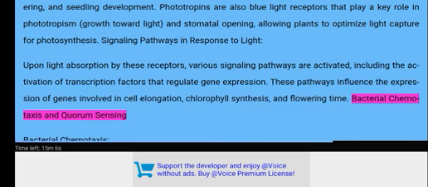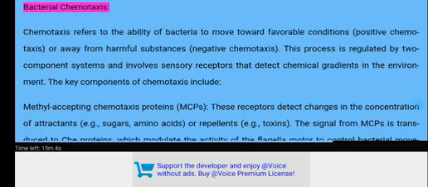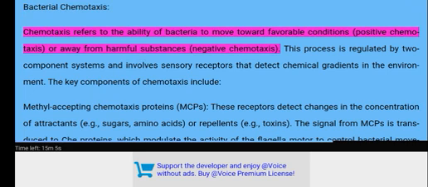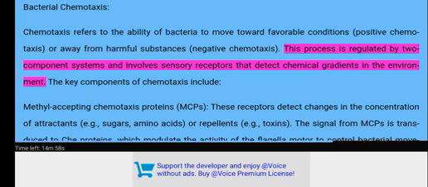Bacterial chemotaxis and quorum sensing. Bacterial chemotaxis. Chemotaxis refers to the ability of bacteria to move toward favorable conditions, positive chemotaxis, or away from harmful substances, negative chemotaxis. This process is regulated by two-component systems and involves sensory receptors that detect chemical gradients in the environment.